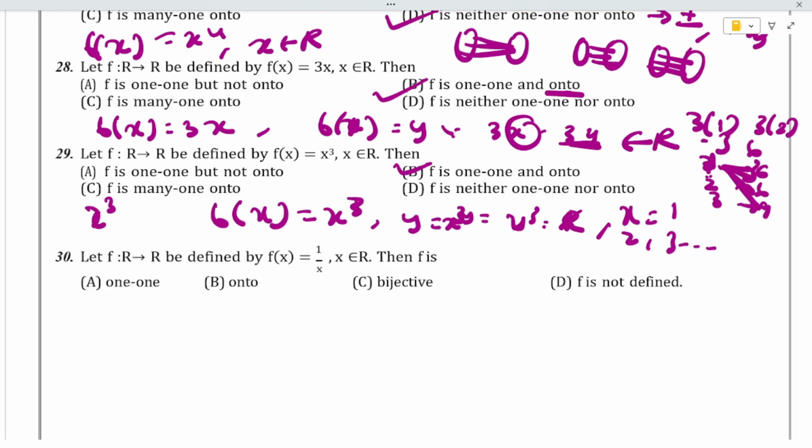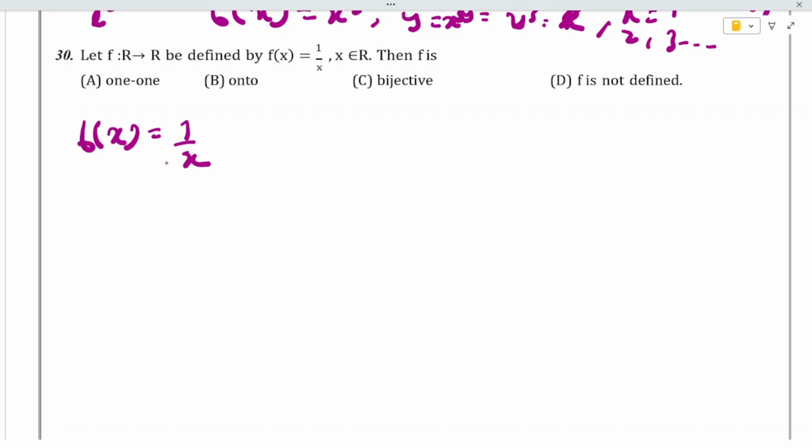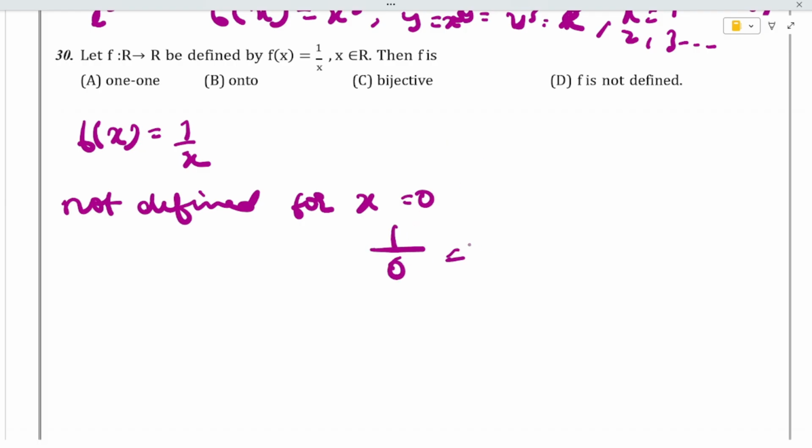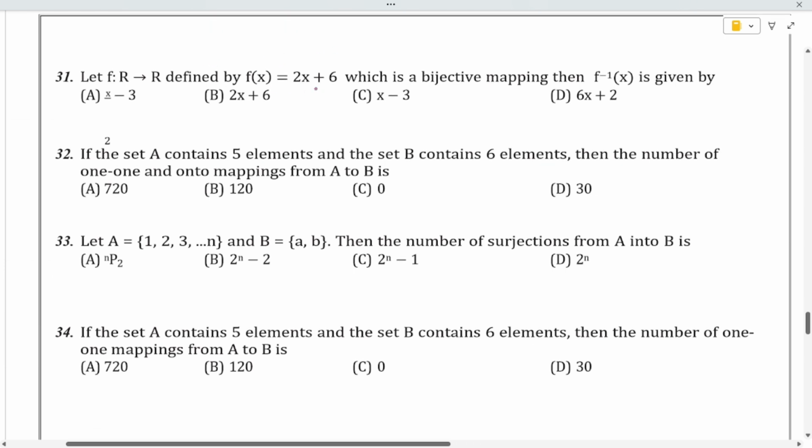Now you can see the next question, the 30th question. F of x they have given as 1 divided by x, right? Now for which x is f of x not defined? For x is equal to 0, that is 1 divided by 0, it is not defined. We generally say it to be infinity, but it is not defined. So the answer is option D. For the 31st question, see, f of x is equal to 2x plus 6, which is a bijective mapping.